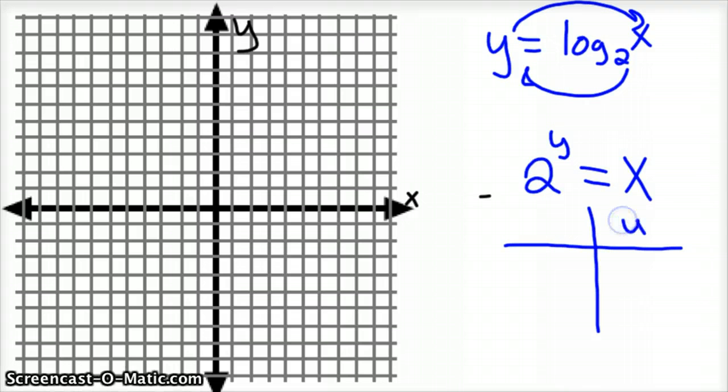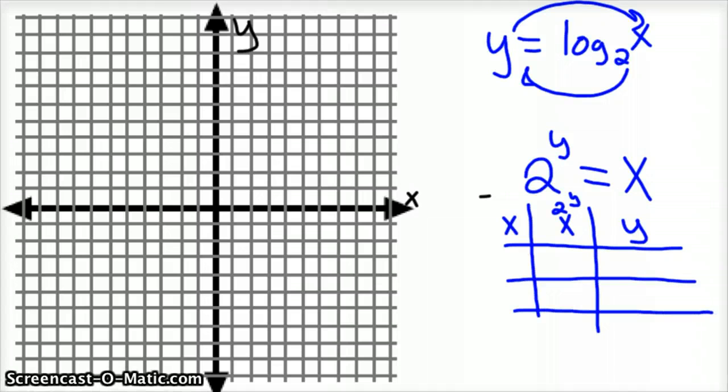So here's y, here's x, and I'm going to put an x here. This is where I'm going to show my work. So this is really 2 to the y. In this case, we're going to pick points for y rather than pick points for x.